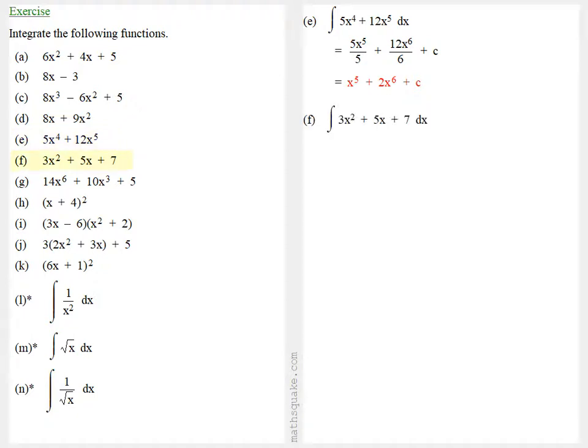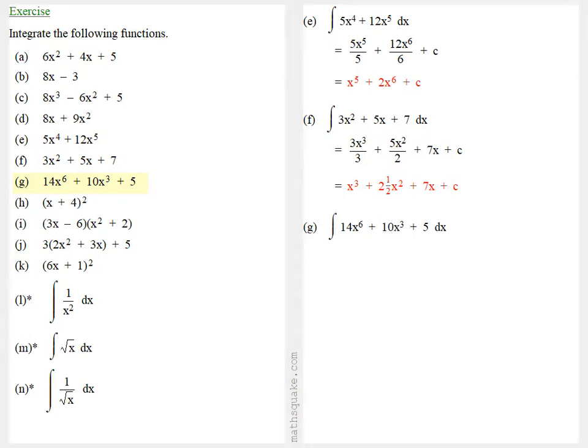In part F, we're integrating 3x squared plus 5x plus 7 dx. Now 3x to the power 2 becomes 3x to the power 3 over 3. 5x to the power 1 becomes 5x to the power 2 divided by 2. 7 becomes 7x, and we must add c. So that simplifies to x cubed plus 2.5x squared plus 7x plus c.